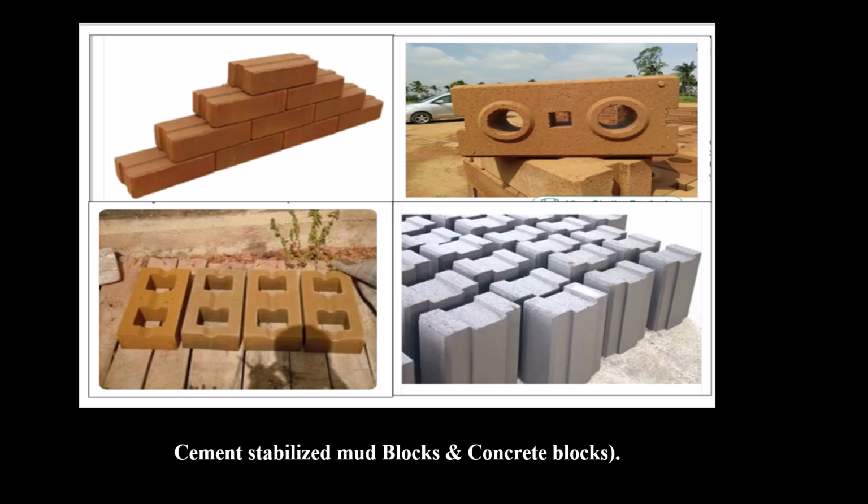You can see the clay bricks and concrete blocks also. They are interlocking blocks shown in the fourth column, and clay bricks also shown, hollow and solid. They are cement stabilized mud blocks, that is, cement is added to an extent of 10 to 15% in the soil and the blocks are made. They are cured and they are also very good for construction of load bearing structures or partition walls.